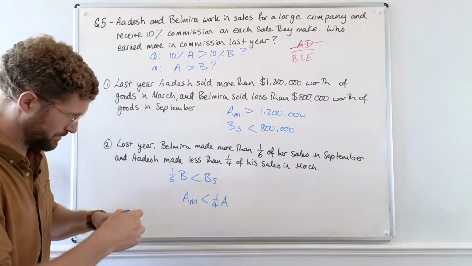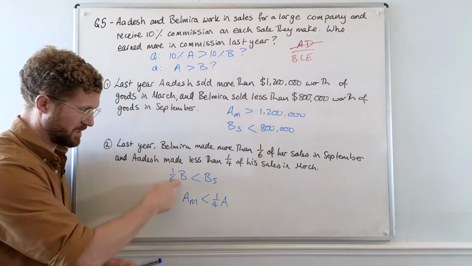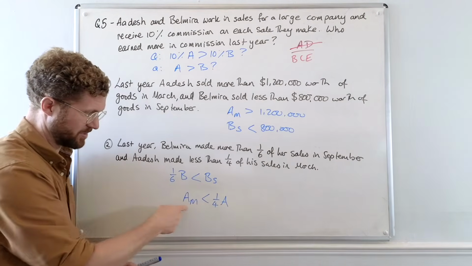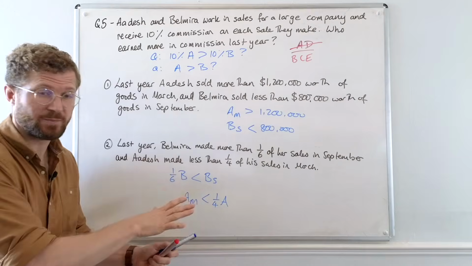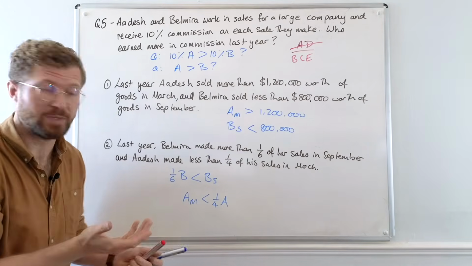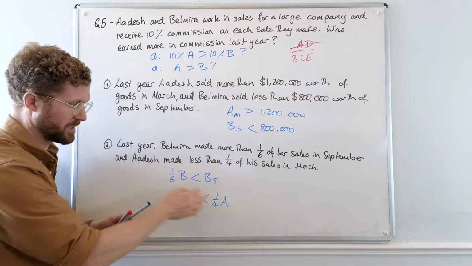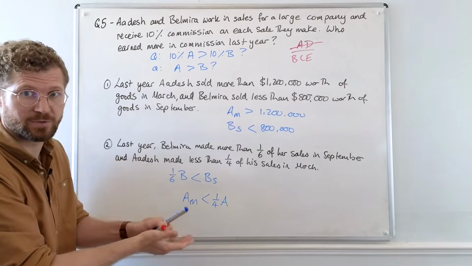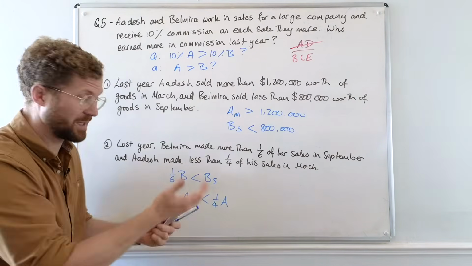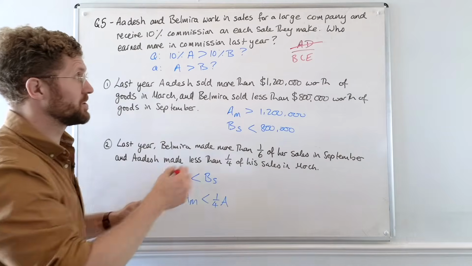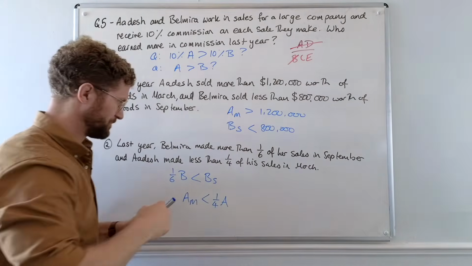Now again, I've got 4 variables. I've got B, and B in September, and A in March. Using statement 2 alone, I can't do much with this to figure out what's bigger, A or B. I can't combine these two inequalities in the way we could in the last question. I can't put numbers to them. Statement 2 is not going to be sufficient by itself.